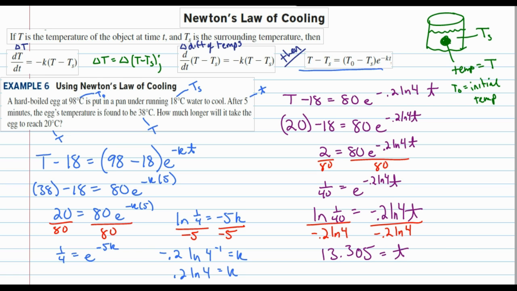It says, how much longer will it take the egg to reach 20 degrees Celsius? So past those 5 seconds. So I take the 13.305 minus 5, and I get about 18.305. Oh, I kept saying seconds. It's minutes. Minutes longer than the original 5 minutes to get to the 38 degrees Celsius.